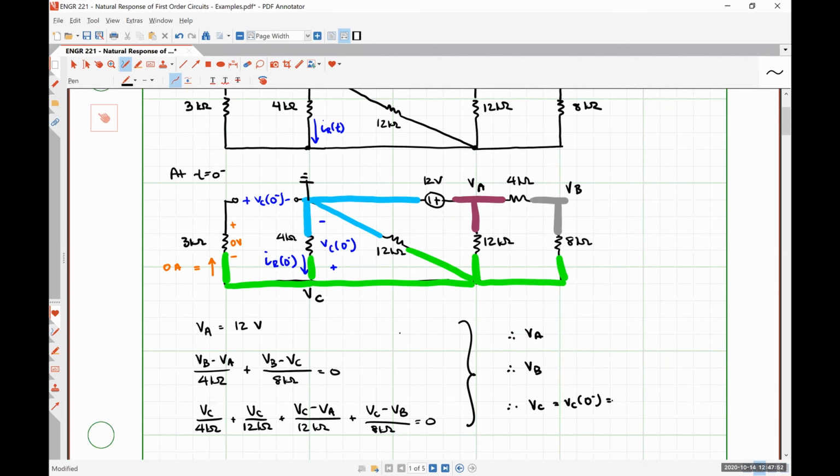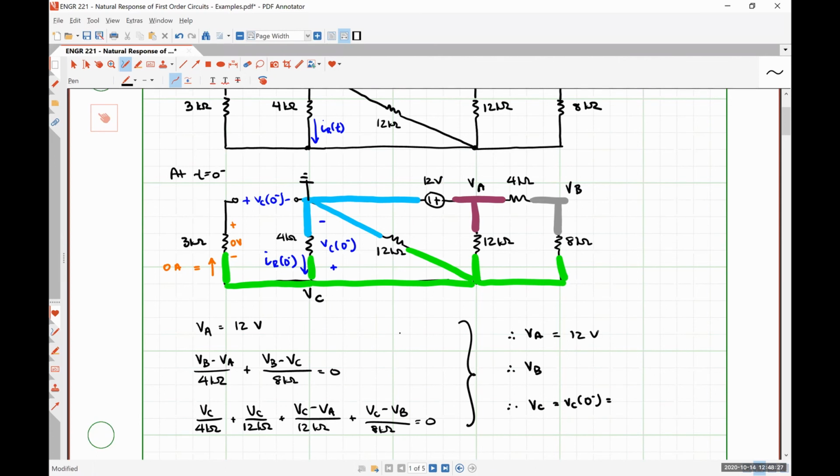In my third equation, I have -1 over 12,000 for my coefficient for VA, -1 over 8,000 for my coefficient for VB, and then 1 over 4,000 plus 1 over 12,000 plus another 1 over 12,000 plus 1 over 8,000 as my coefficient for VC. Constant term 0. Solve.